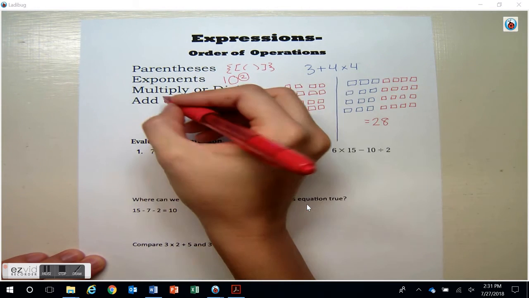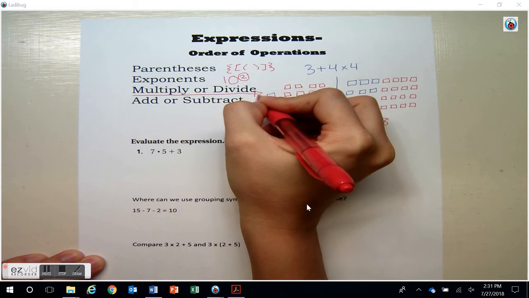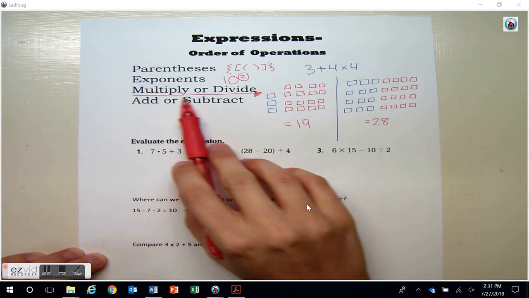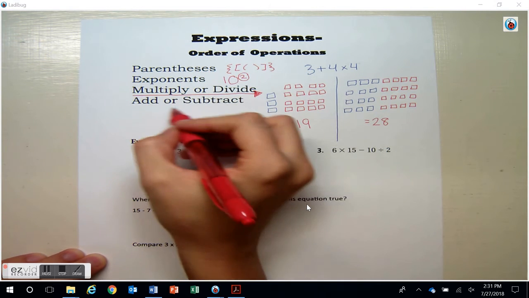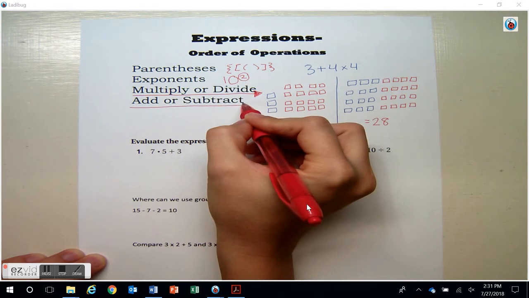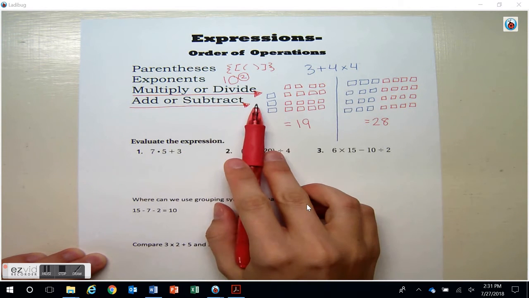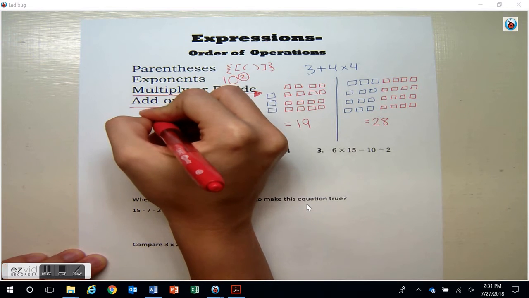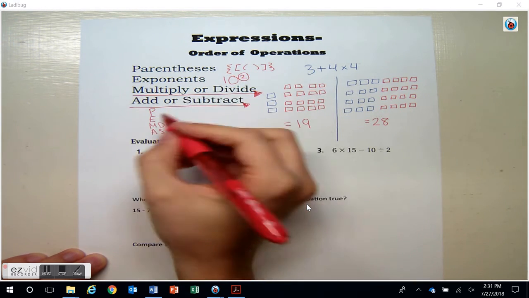The next step is to multiply or divide, and I'm drawing an arrow because we do this whichever we see first from left to right. And lastly, we look for addition or subtraction, again, whichever we see first, going from, you got it, left to right. Sometimes you'll see this referred to as PEMDAS.